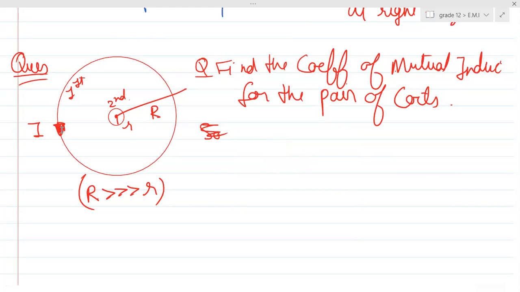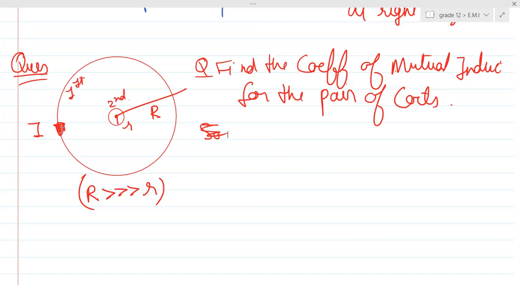What will this current produce at its center? A magnetic field. That magnetic field, will it pass through the smaller coil? Yes or no? Whatever magnetic field the first coil is producing, will it pass through the second coil? Yes, the second coil is at the center.